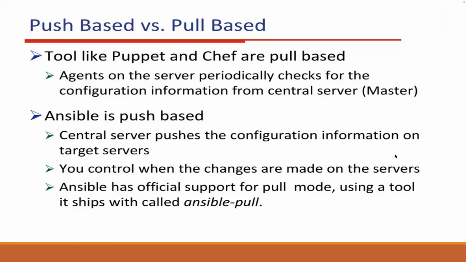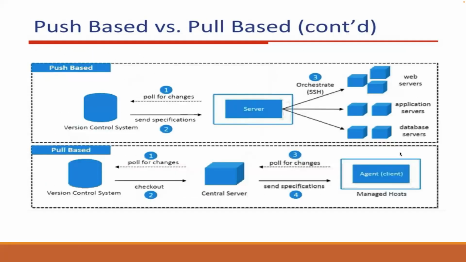Ansible is push based. The central server pushes the configuration information onto the target servers, so you control when the changes are made on the server. Ansible also has official support for pull mode, using a tool it ships with called ansible-pull. Push based works over SSH, while pull based is something like using a version control system.